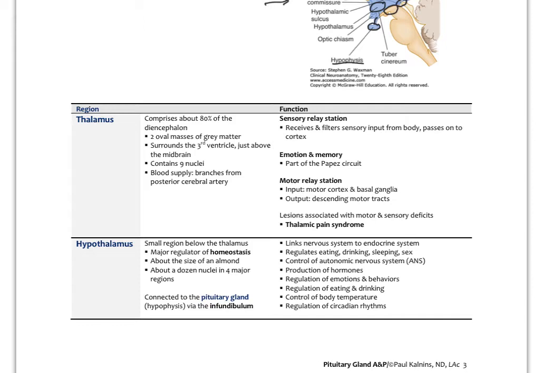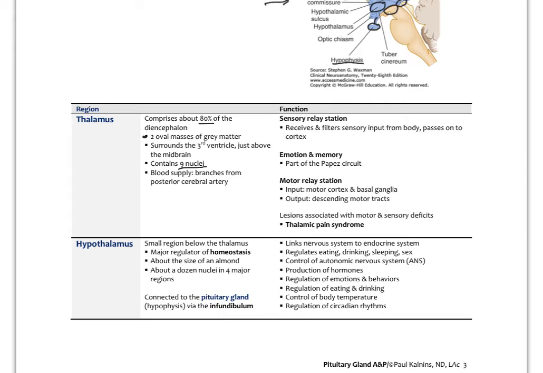Okay, so the thalamus really comprises the majority of the diencephalon, 80%. It's really 2 oval masses of gray matter. Again, it surrounds the third ventricle. It's just above the midbrain. And there are 9 different regions, 9 what are called nuclei. Remember, a nucleus in the central nervous system is a collection of nerve cell bodies. This is different than in the peripheral nervous system.